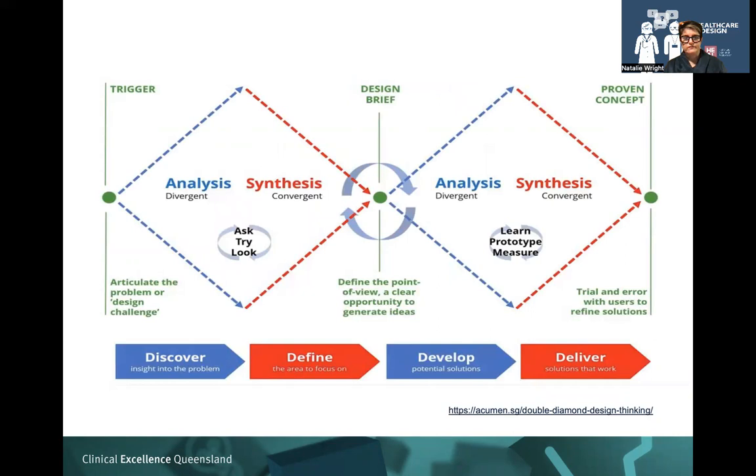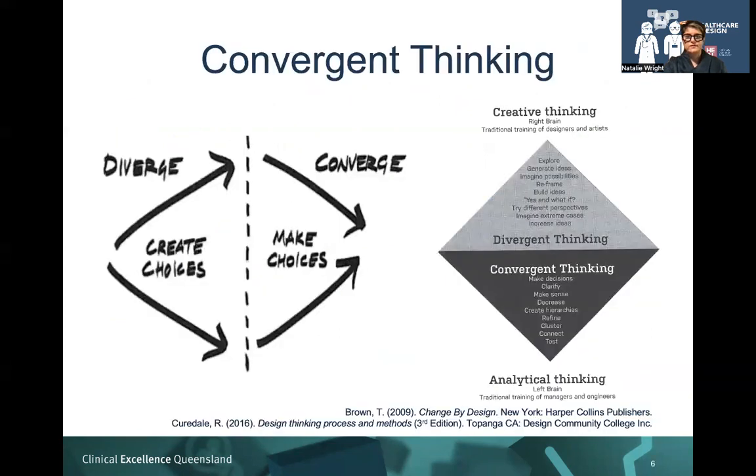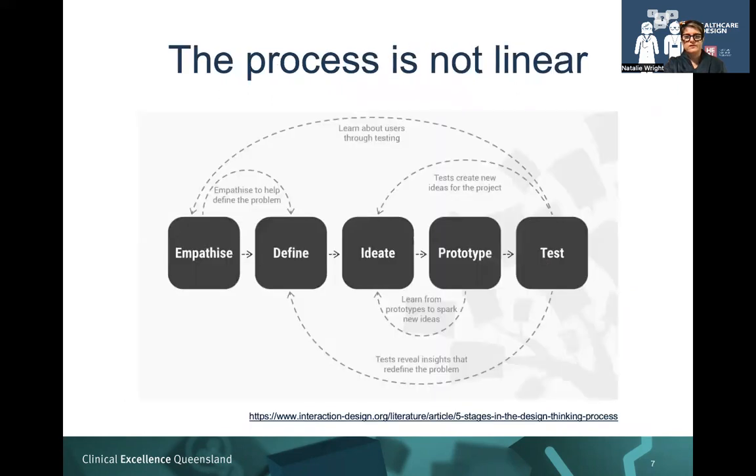And in the define phase, we're in that second half of the first diamond. So we're really utilising convergent thinking. So making use of those left brain thinkers who are great at making decisions, making sense of things, clustering and creating hierarchies, and refining those ideas down to something that you might be able to play with.